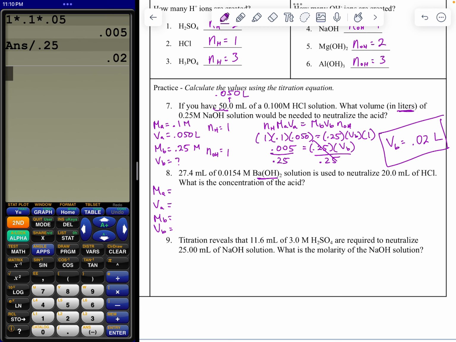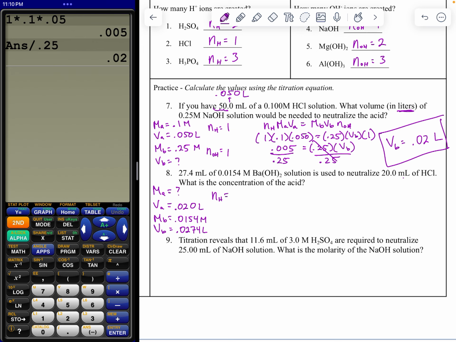Why do I know that? Well, because I see that the substance that I'm provided there is the barium hydroxide. Hydroxide is a base, so this is going to turn into 0.0274 liters. The molarity of that is 0.0154 molar. The volume of the acid we are provided, again, milliliters needs to become liters, so that would be 0.020 liters. And we are looking for the molarity of the acid in this case.